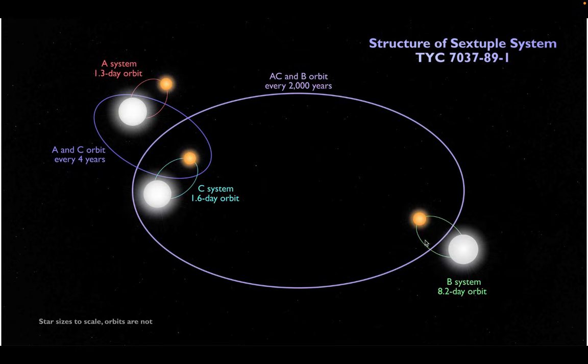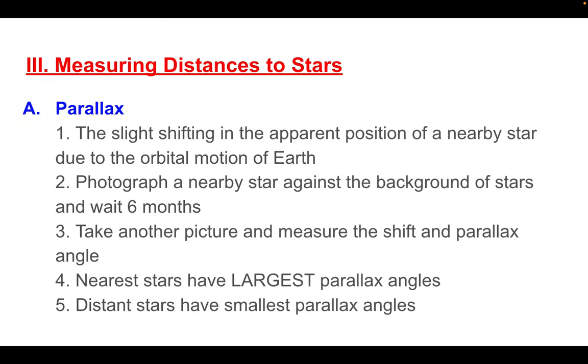So here you can see we have a binary, isolated here, but these two are going around each other, but these two are going around these four. And so it's like a system within a system within a system. And obviously, the orbits of these are not to scale, but just know that there are multiple stars out there that exist together. So when we measure distance to stars, we use something called parallax.